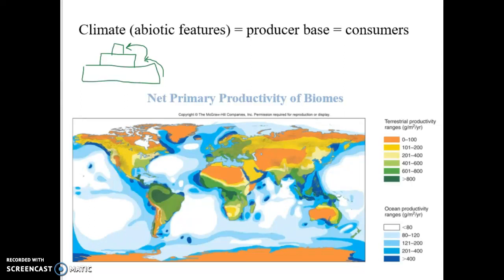So you look at the colors. Dark green is a lot of energy here.